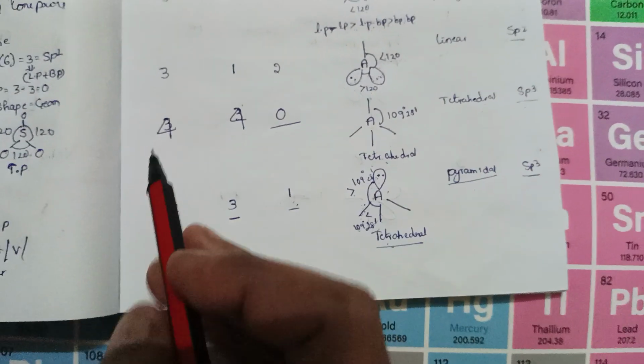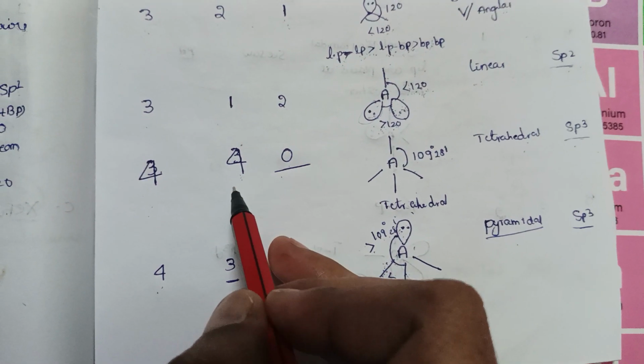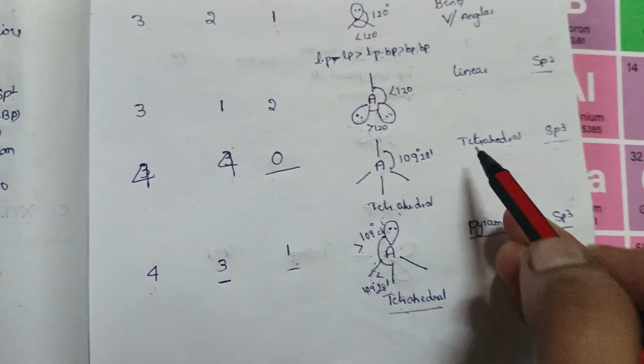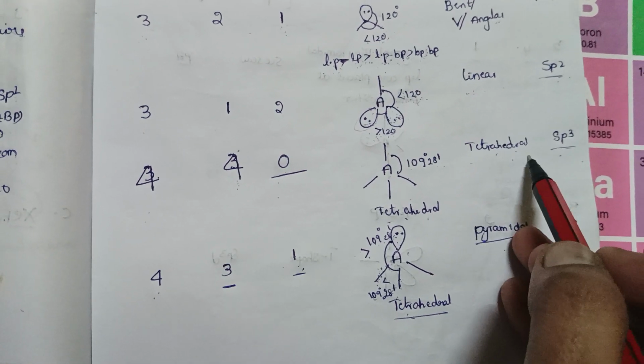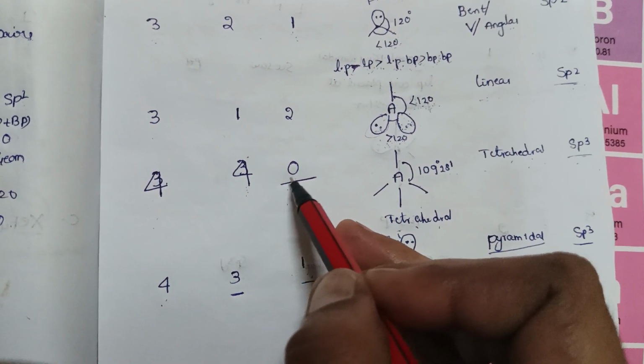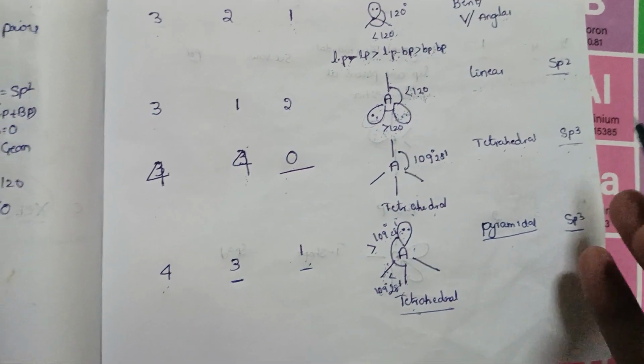If the Z value is 4, the bond pairs are 4 and there are 0 lone pairs, the geometry is tetrahedral, the shape is also tetrahedral because there are no lone pairs, and the hybridization is sp3.